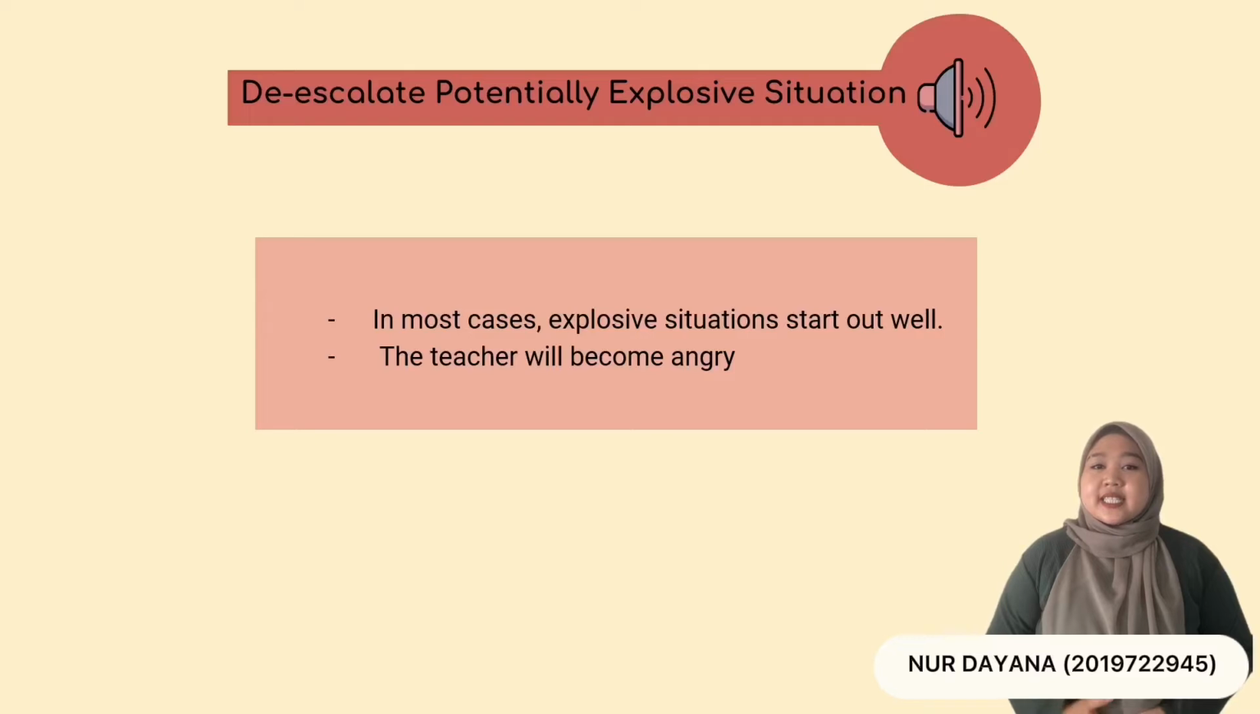The fifth strategy is to de-escalate potentially explosive situations. In most cases, explosive situations start out well. For example, suppose you ask a student to do a favor, but the student becomes angry. We have no idea what happened before they entered our classroom. The teacher will become angry and upset with the student at some point. In this case, the student-teacher connection will be affected.